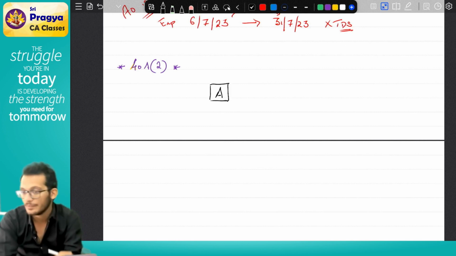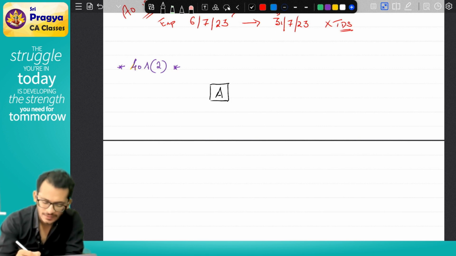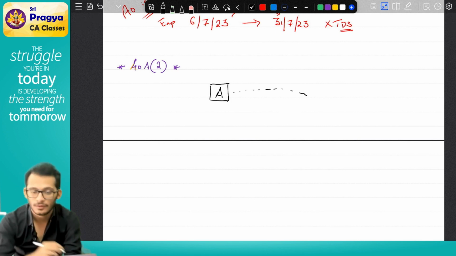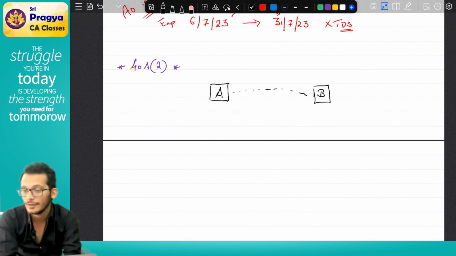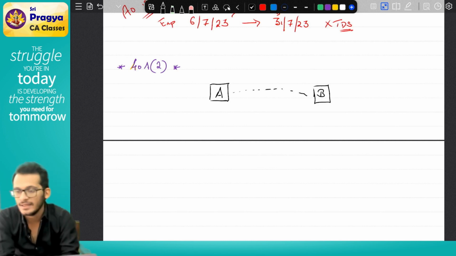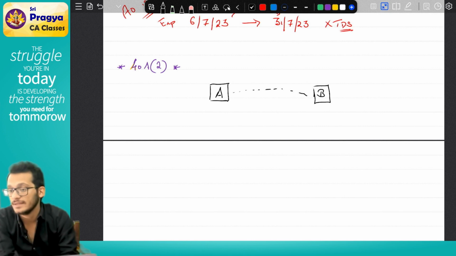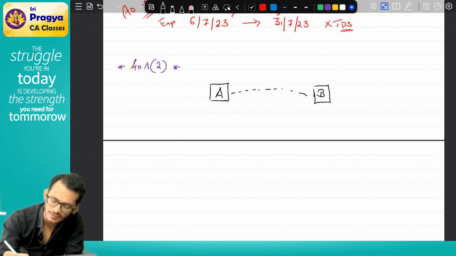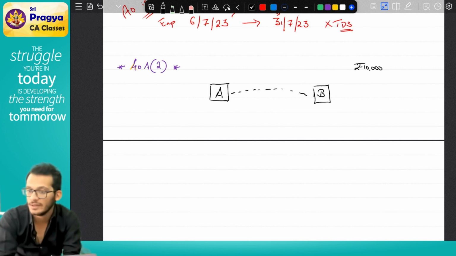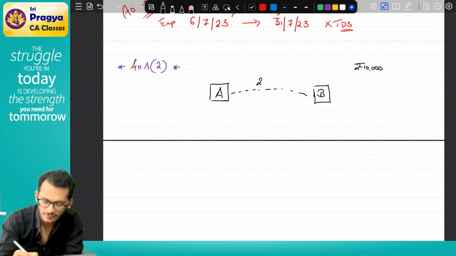He's an individual. What happened is, this person A has gone to someone, let's say he's gone to his brother, and he purchased some assets. These assets were actually costing only 10,000. But this person purchased it from him for 1 lakh rupees.